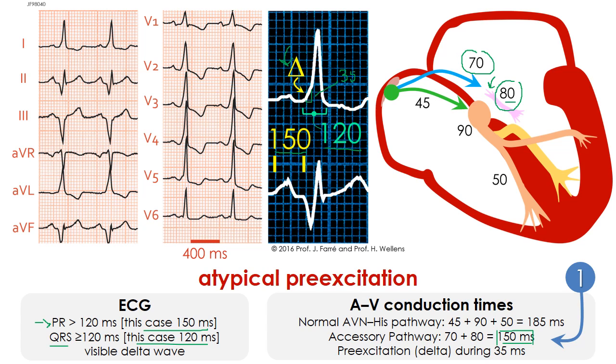So the atrioventricular conduction times over the normal AV node His pathway are 185 milliseconds. That corresponds to 150 of the PR interval plus the 35 milliseconds of the duration of the delta wave. We have postulated 45 milliseconds from the sinus node to the entry of the AV node, 90 milliseconds to cross the AV node, and 50 additional milliseconds to reach the ventricles via the bundle branch system.